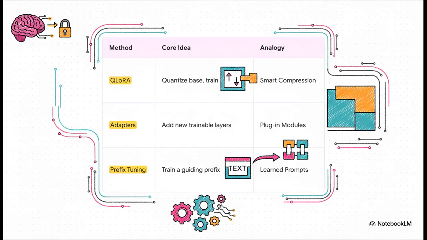All right, let's just pause and look at this, because this table is perfect for summing up everything we've just covered. You can see these 3 really distinct approaches right next to each other. QLoRA, it's all about smart compression. Adapters, they're like modular plugins. And prefix tuning, that's all about crafting the perfect learned prompts. Seeing them laid out like this makes it super clear how each one gets its efficiency in its own unique way.